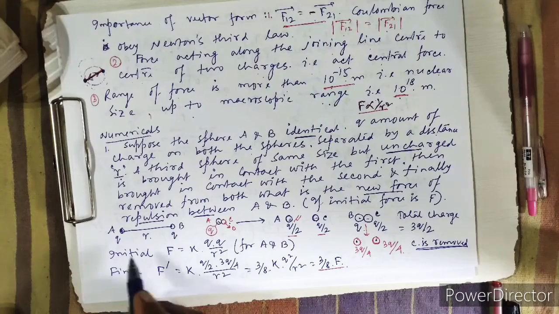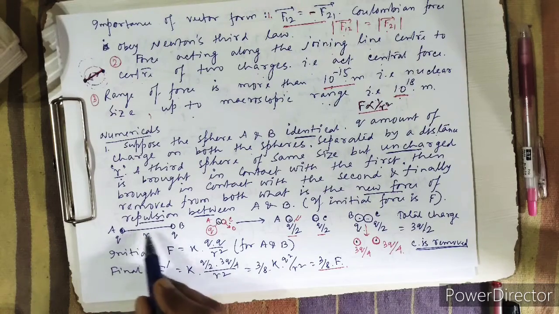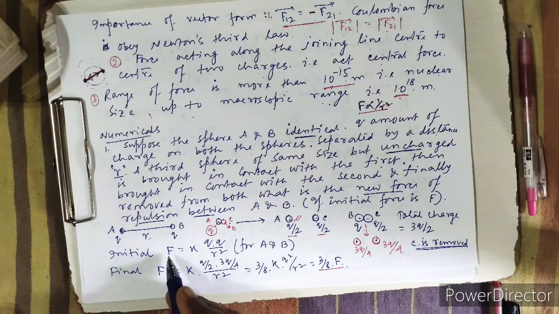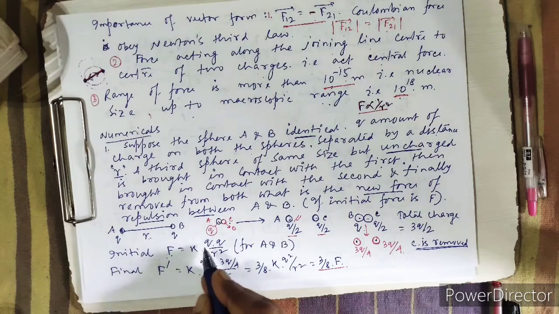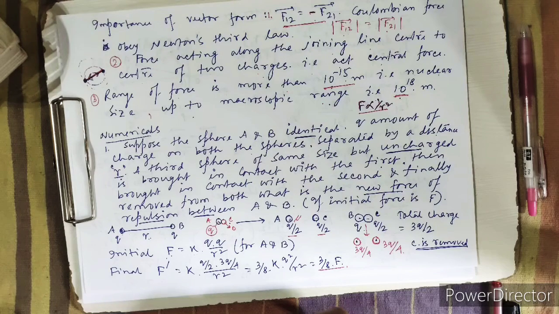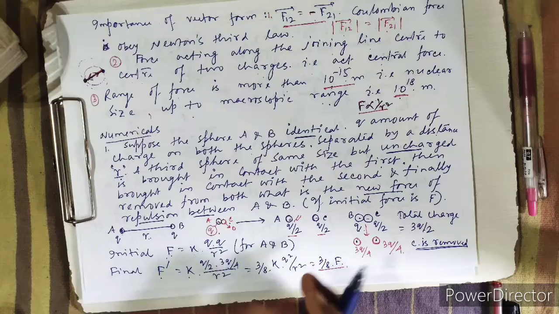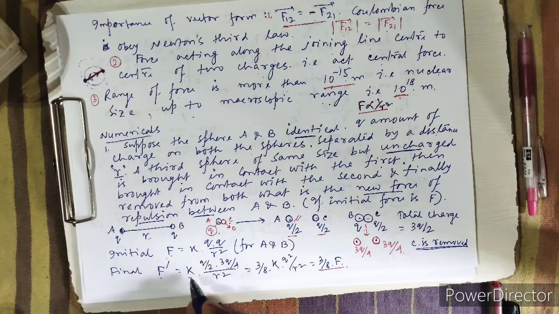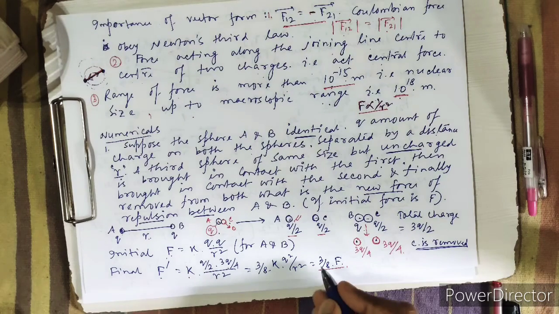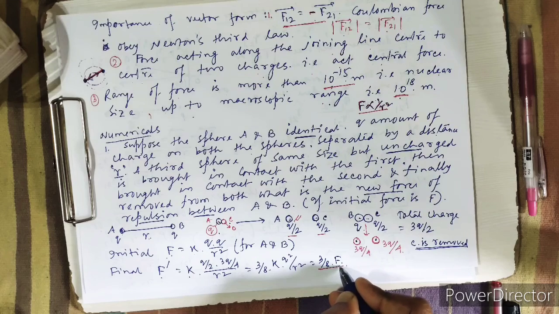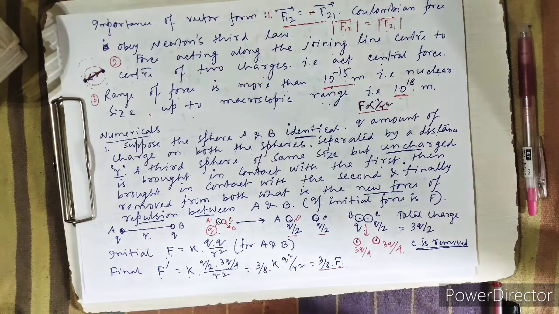That signifies that initially both charges were Q and Q, separated at a distance R. Therefore the initial force is F equals KQQ by R square according to Coulomb's law, and the final force is F dash. F dash signifies K, Q by 2 charge for A, 3Q by 4 charge for B. The distance is also equal, R. That is K Q square by R square into 3 by 8. That means 3 by 8 of F. This is the final result.